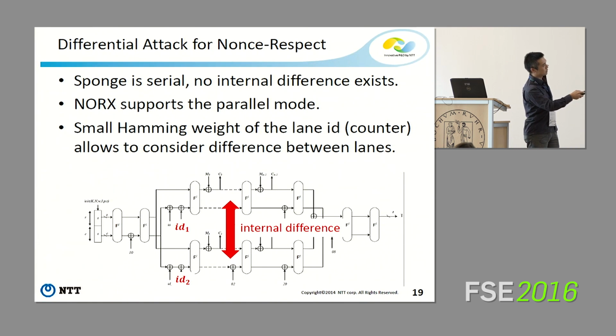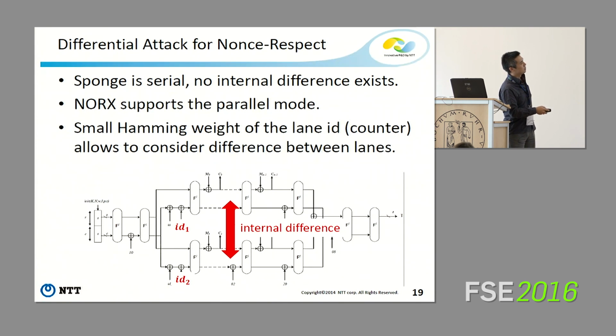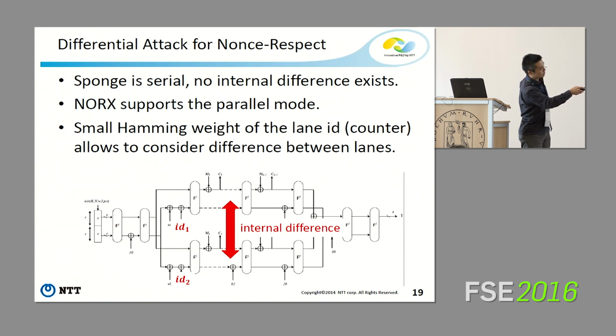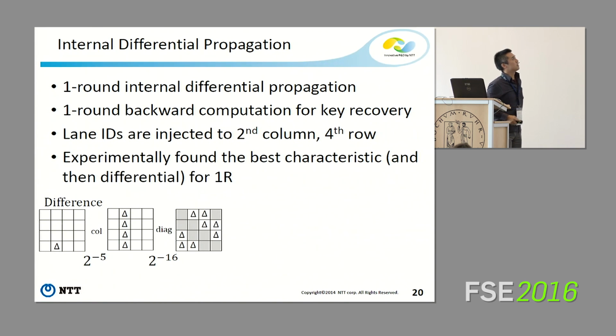So actually, the state is duplicated, and then the lane ID is XORed, but the ID is just a counter. So ID 1 is simply integer 1, and ID 2 is simply integer 2. For some lane IDs, the difference is just Hamming weight 1, and this allows us to consider a difference between two lanes. So here we have a difference, and then we can observe the lane rate values after the f in two lanes. So we continue the analysis.